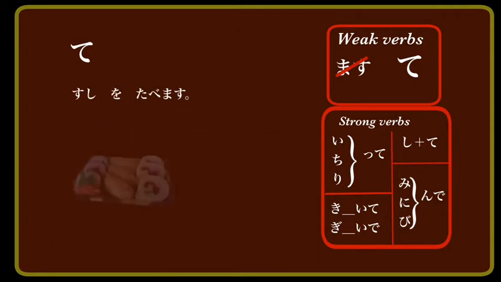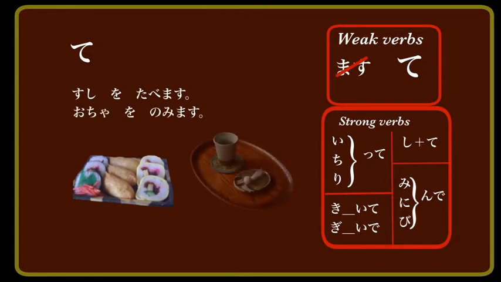We might want to say 寿司を食べます. I eat sushi. お茶を飲みます. I drink tea. 食べます is a weak verb, so we simply take off the masu and add te. And our sentence becomes 寿司を食べてお茶を飲みます. I eat sushi and I drink tea.